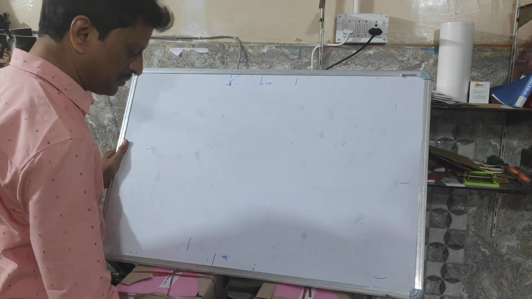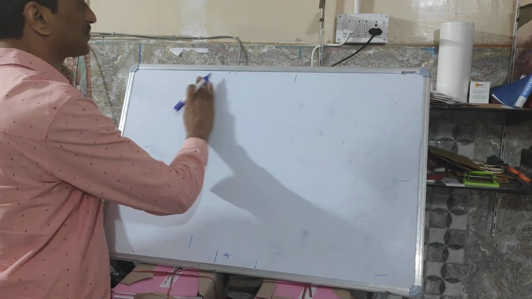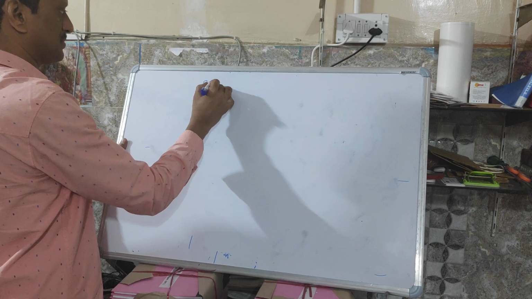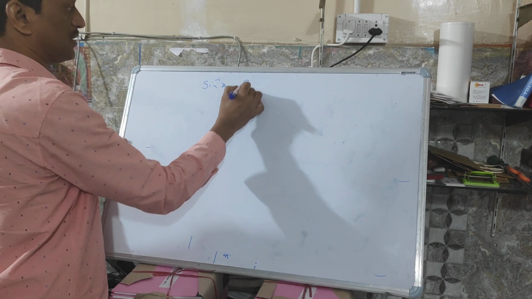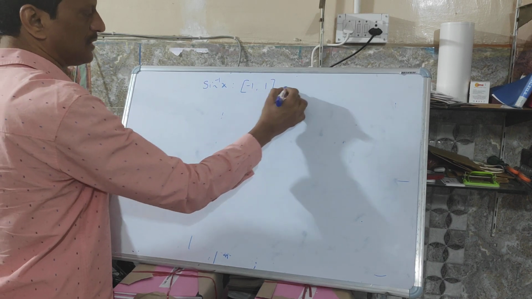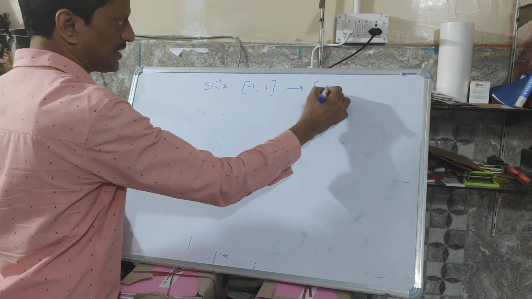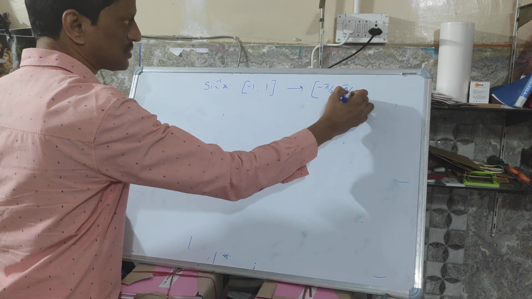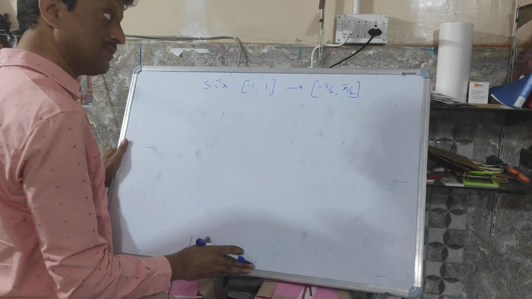So what is the principal value branch of sin inverse x? The domain of sin inverse x is the closed interval -1 to 1. What is its principal range? Closed interval -pi by 2 to pi by 2. So what are the other non-principal ranges?